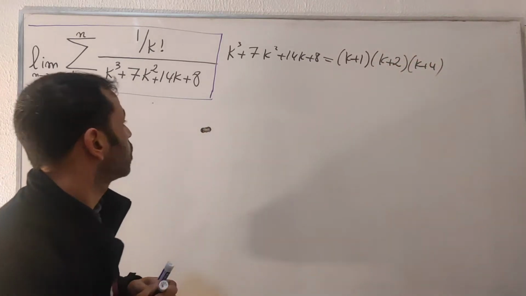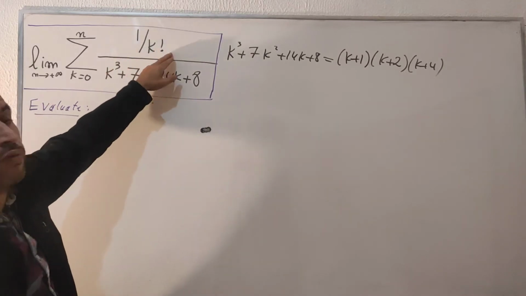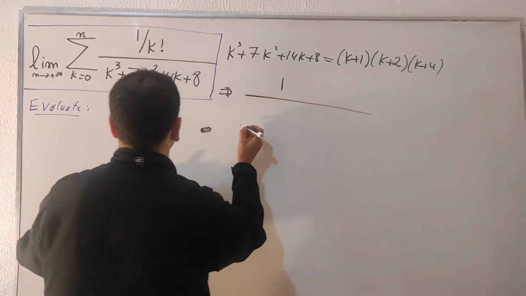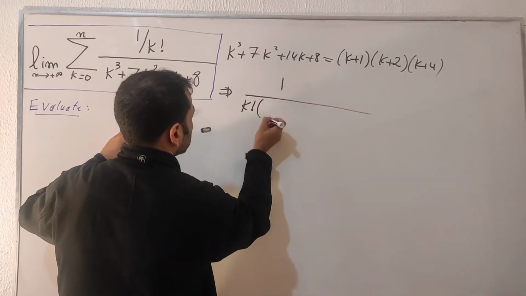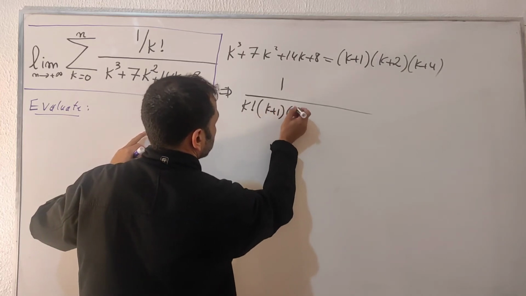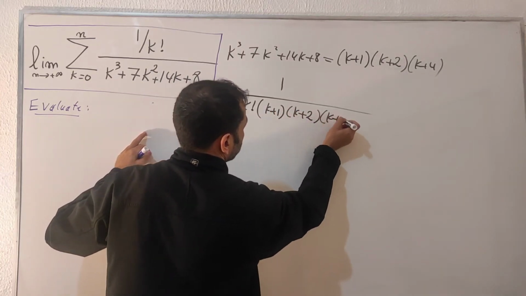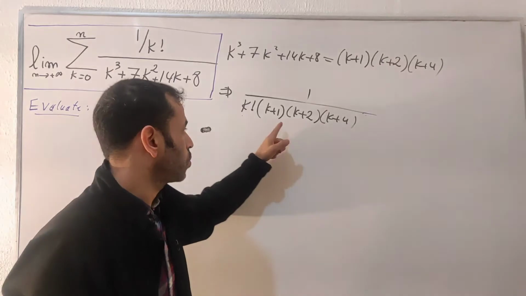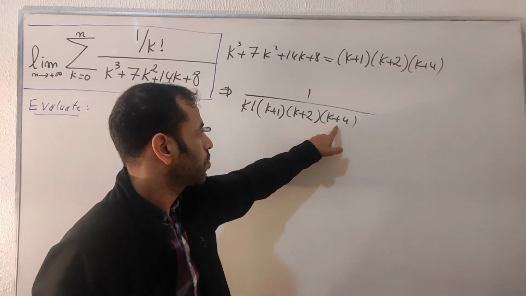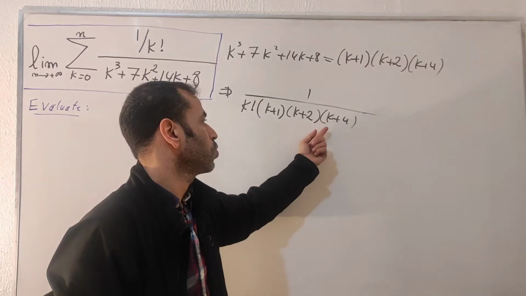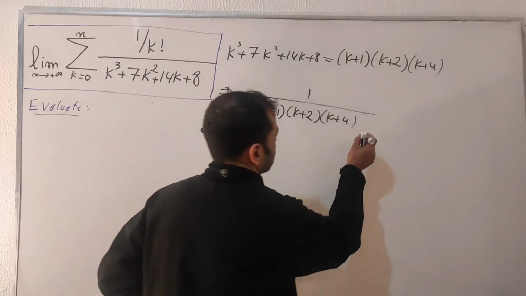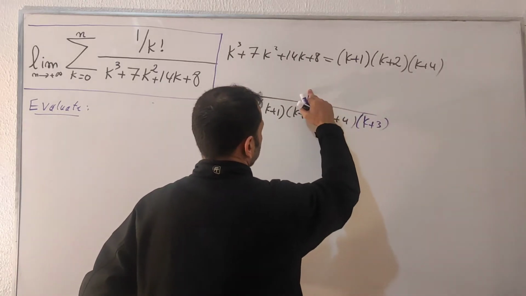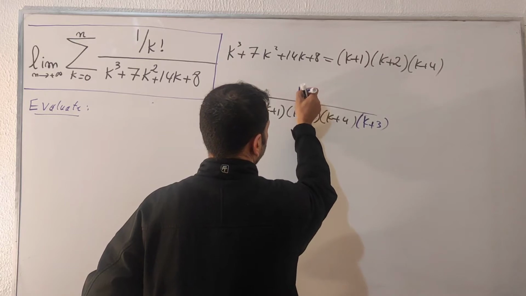Let's multiply numerator and denominator by k factorial. I will end up with 1 over k factorial times k plus 1 times k plus 2 times k plus 4. If you look at this denominator, we have consecutive integers: k plus 1, k plus 2, but it skips to k plus 4, which means we're missing one term, k plus 3. This will happen if we multiply the numerator by k plus 3.